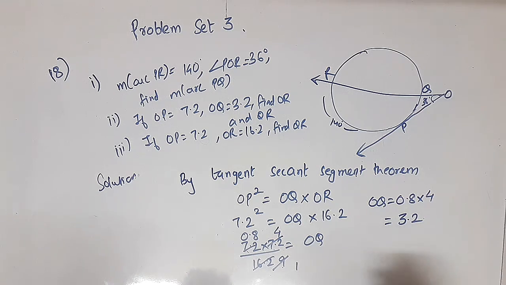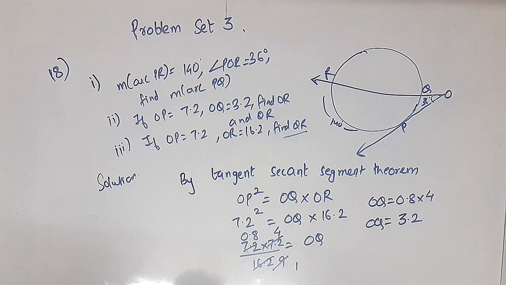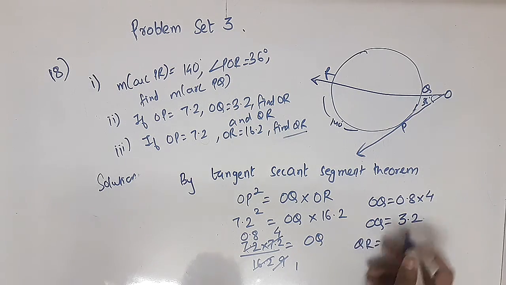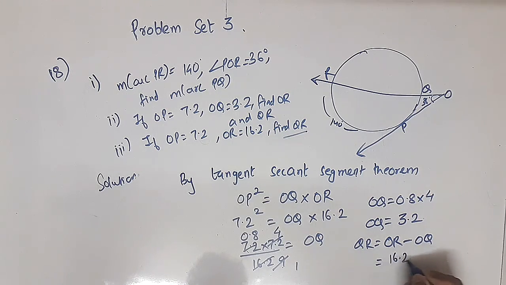Okay, now we got OQ, but we are asked to find QR. So how will you get QR? QR is nothing but OR minus OQ. Okay, OR is 16.2 minus OQ is 3.2. So it will again be 13. Okay, so QR you got 13. So with this we come to the end of the 18th one. Let us do our 19th one.